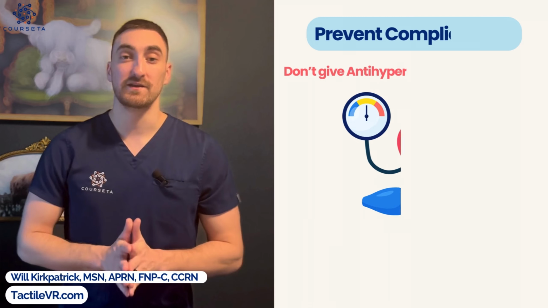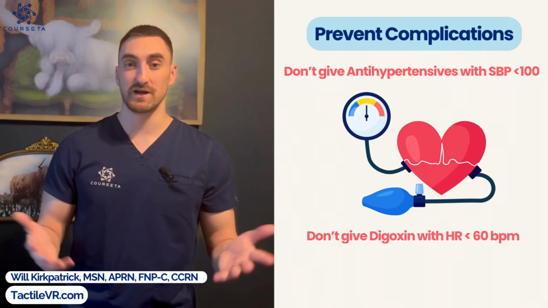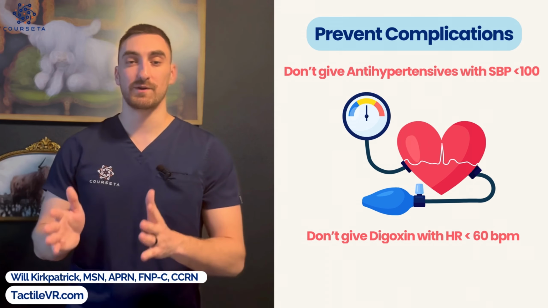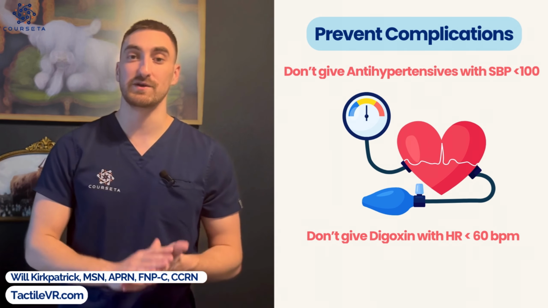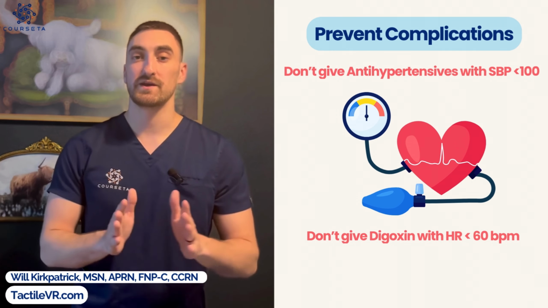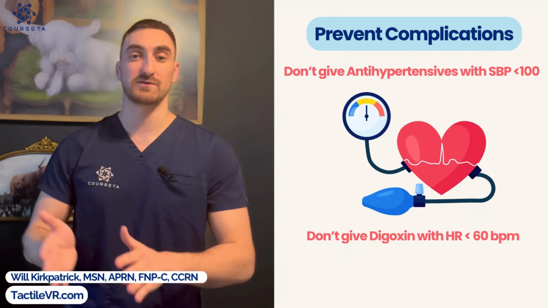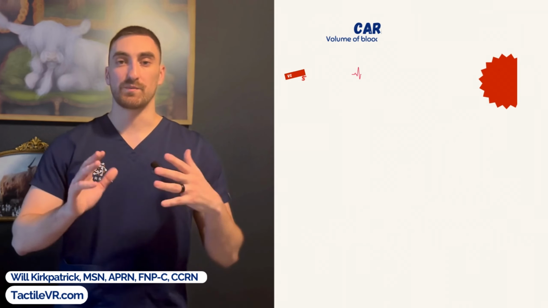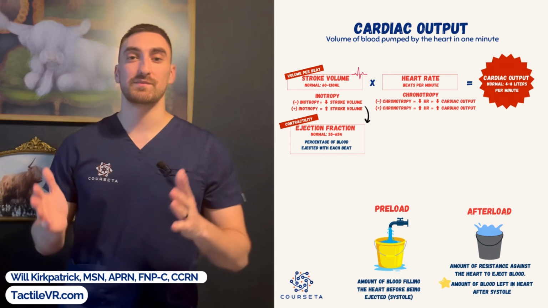Another adverse effect you need to look out for when you give a blood pressure medication is, of course, monitoring the blood pressure itself. So if you have a patient that has a blood pressure that's less than 100 systolic, then you don't want to give the medication. So make sure you guys know those magic numbers. You don't give digoxin if the heart rate's below 60, and you don't give an antihypertensive if the blood pressure is below 100 systolically.